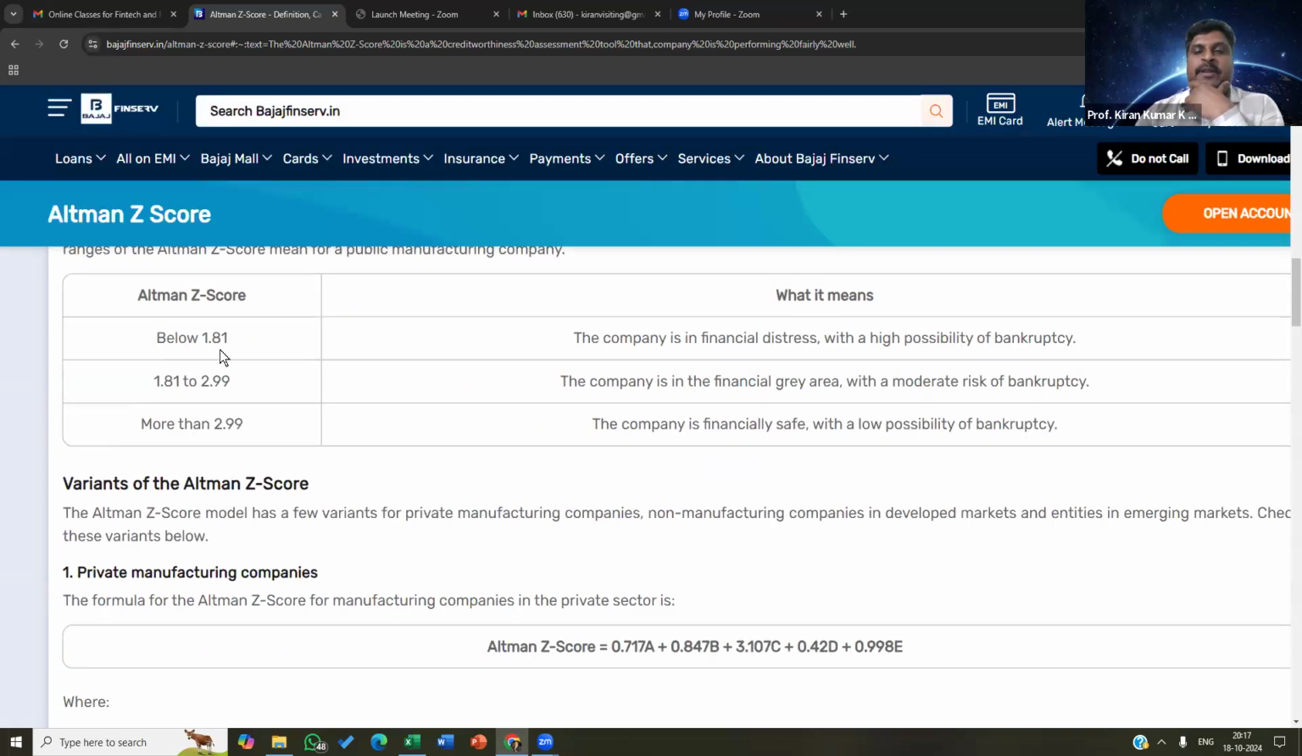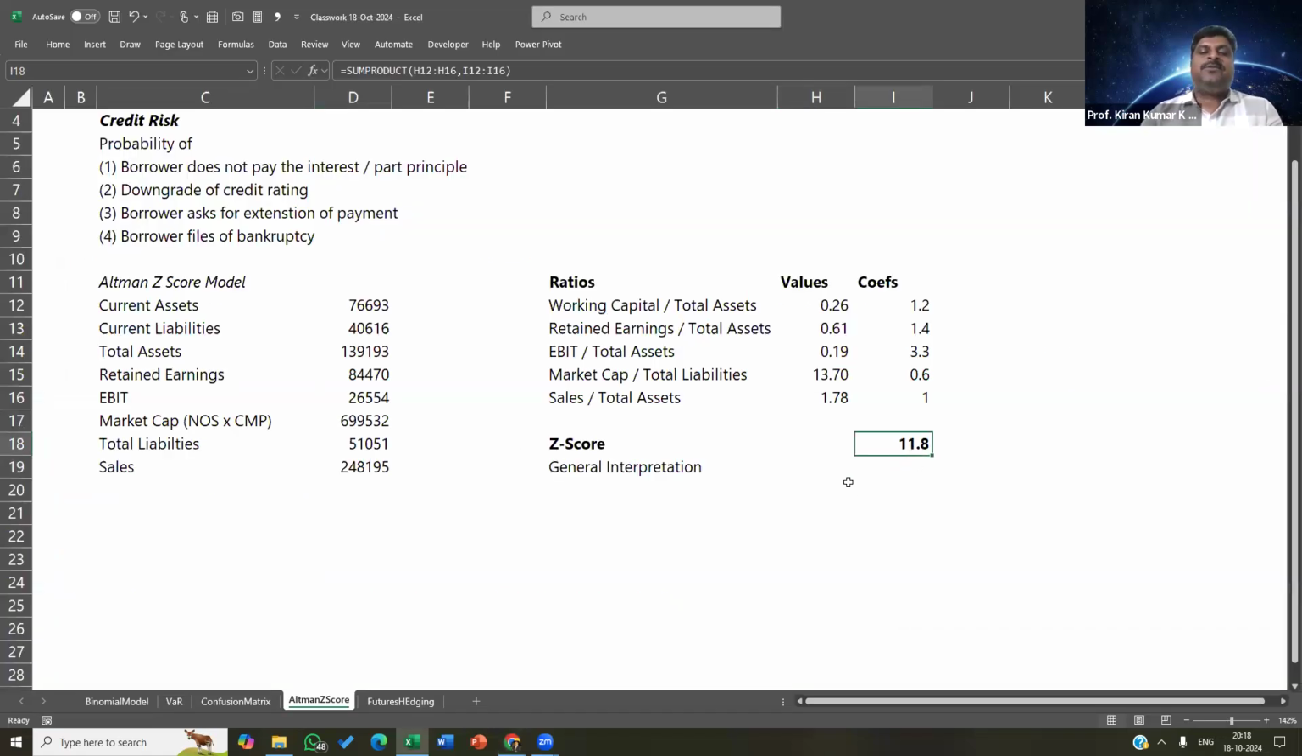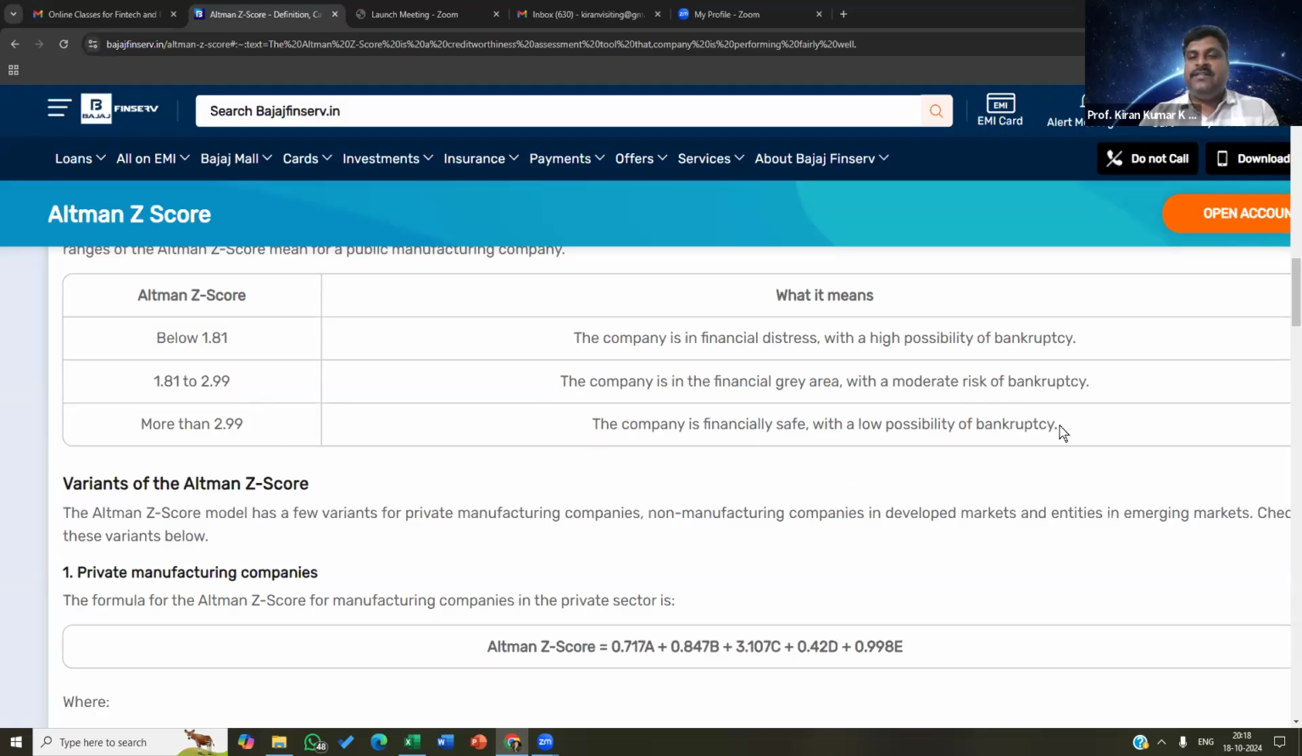If the Altman Z score is below 1.81, the company is in financial distress, and within the next 2 years there is a high possibility that the company will go bankrupt. On the other hand, if the Altman Z score is between 1.81 and 2.99, then the company is in a financial gray area with a moderate risk of bankruptcy. You have to be careful before you lend to this company. If the score is more than 2.99, then we say the company is financially safe with a low possibility of bankruptcy. So naturally, this company is 11.8. Therefore, the general interpretation is the company is financially safe.